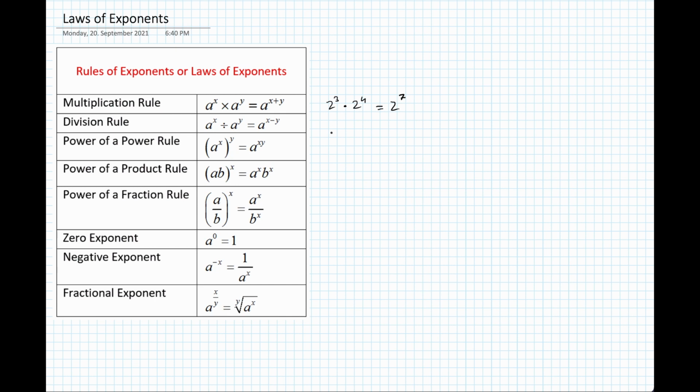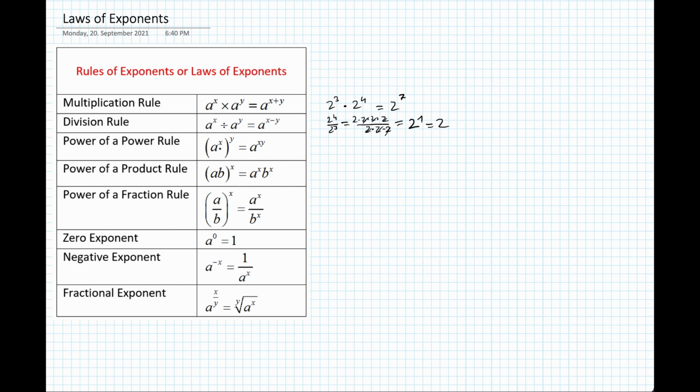Now the next one is a to the x divided by a to the y is equal to a to the x minus y. So same thing here. Say we have 2 to the 4 divided by, right? So let's write it like this. 2 to the 4 divided by 2 to the 3. It's the same as writing 2 times 2 times 2 times 2 divided by 2 times 2 times 2. And now you can already see 2 and 2 crosses out, 2 and 2, 2 and 2, and you are left with 2 to the 1, which is also 2.